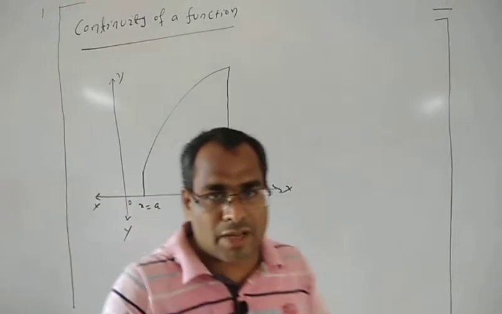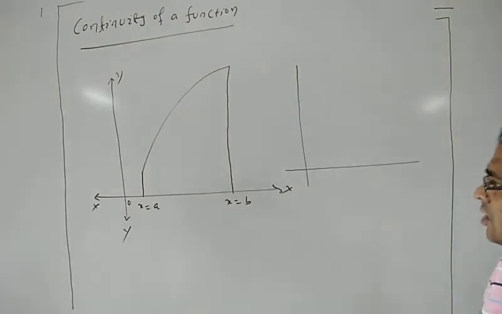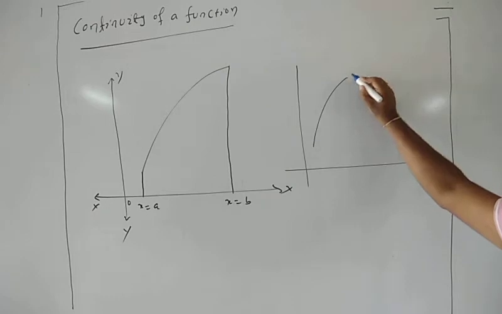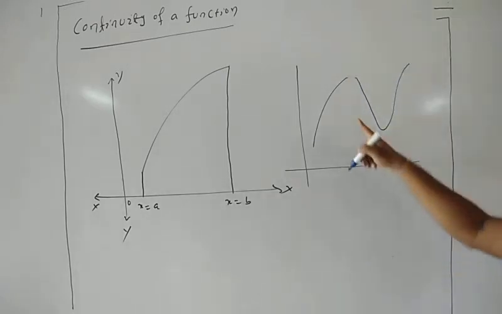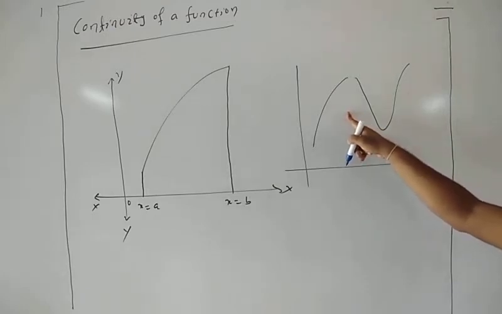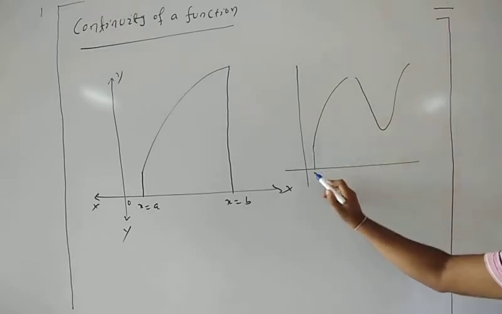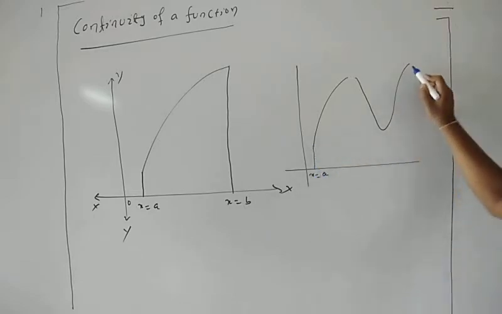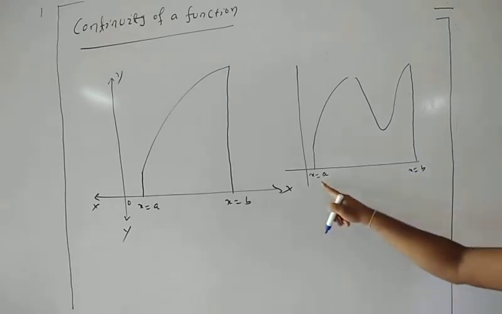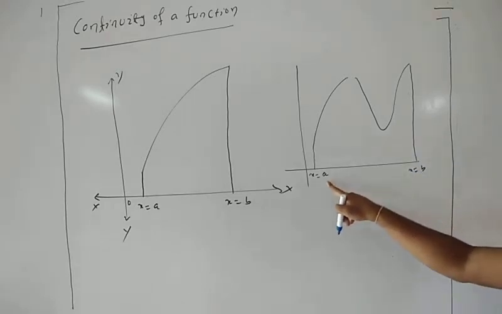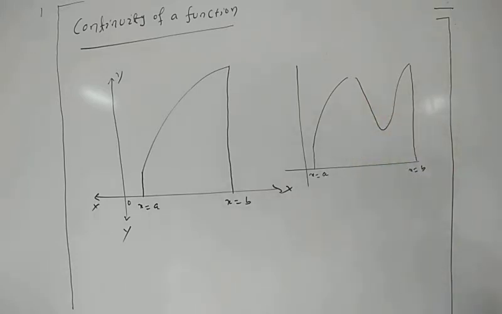Next we see another graph like this. This is also a coordinate axis. Suppose the graph of the function is this one. Clearly this is not a continuous graph. Suppose this is x is equal to a, and this is the final point, x is equal to b. Here, for the points of x between a and b, the value of f(x) is not well defined.